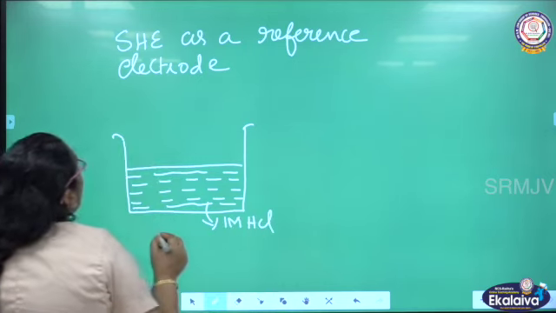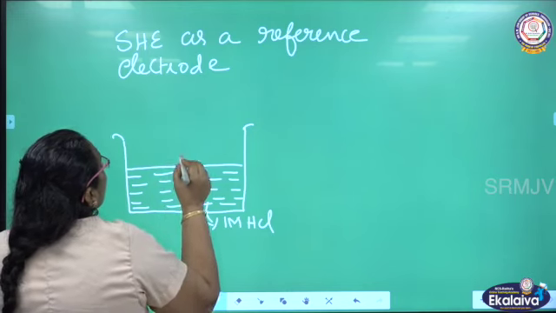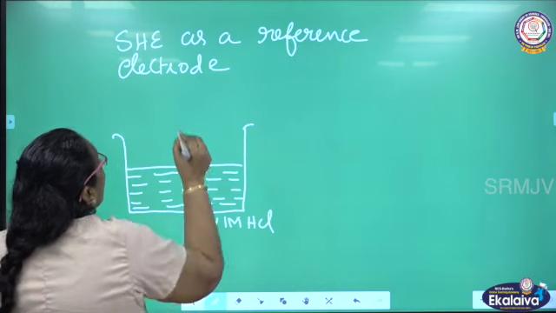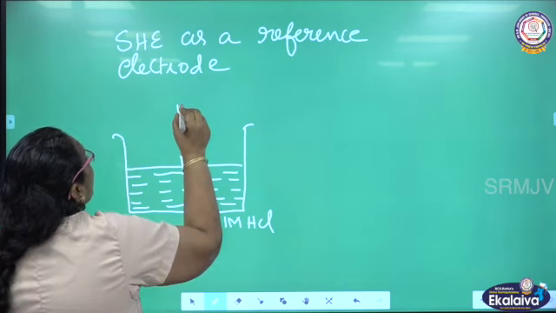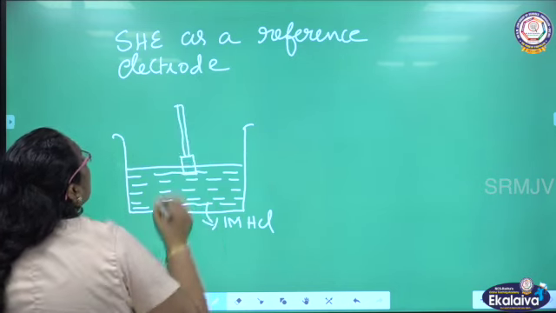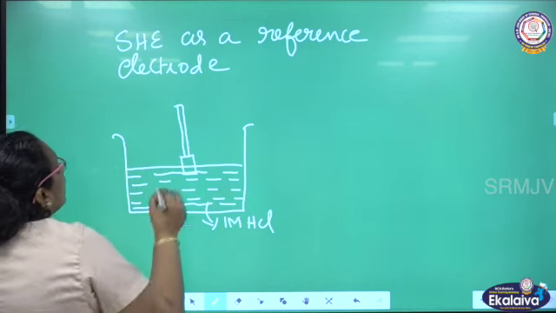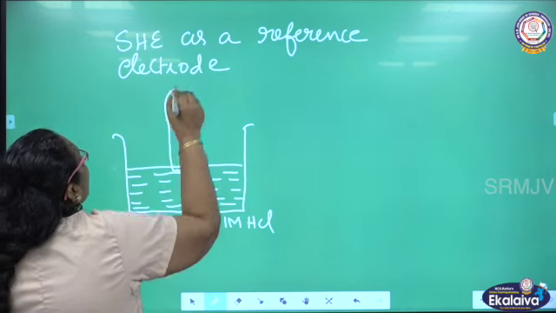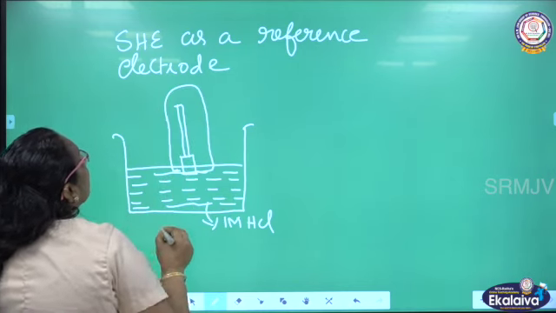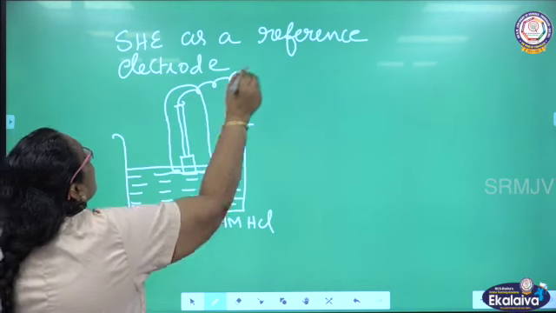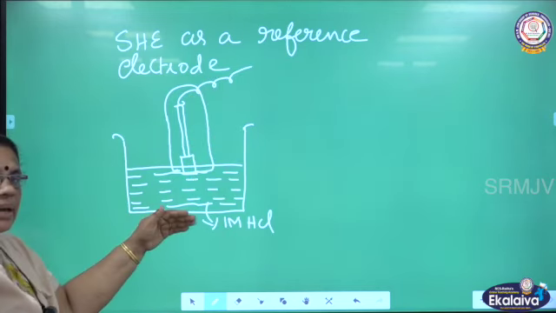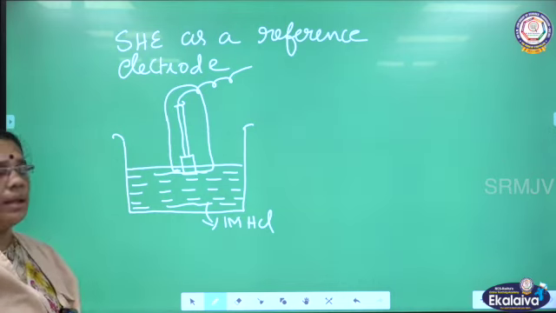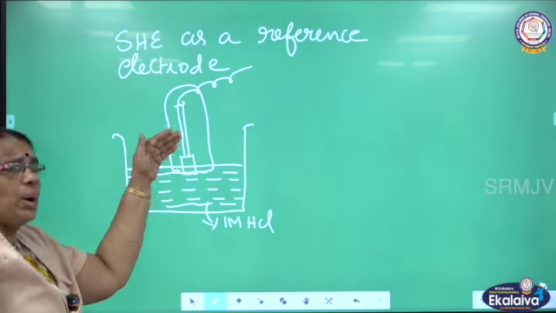I am taking a platinum foil coated with platinum black, and a platinum wire is inserted in the platinum foil, which is kept inside the glass tube. So this platinum foil is kept inside the glass tube. We have a beaker containing 1 molar solution of HCl, and a platinum wire.